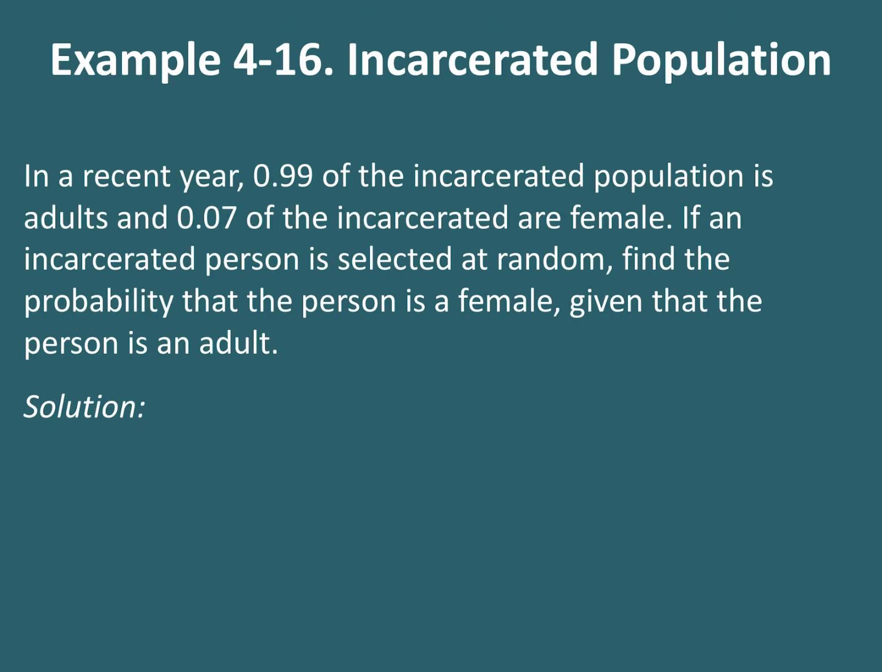Let's do an example. In a recent year, 0.99, that's 99% of the incarcerated population is adults. And 0.07, that's 7% of the incarcerated are female. If an incarcerated person is selected at random, find the probability that the person is a female given that, or after the fact of knowing that the person is an adult. Again, this is known as conditional probability. A big hint into conditional probability in a problem is the phrase given that.